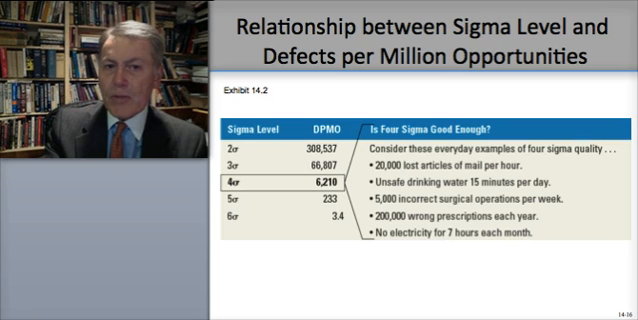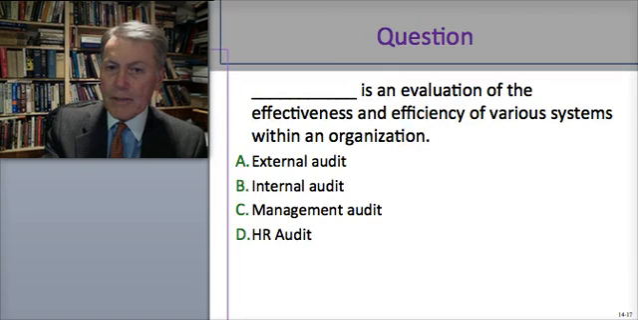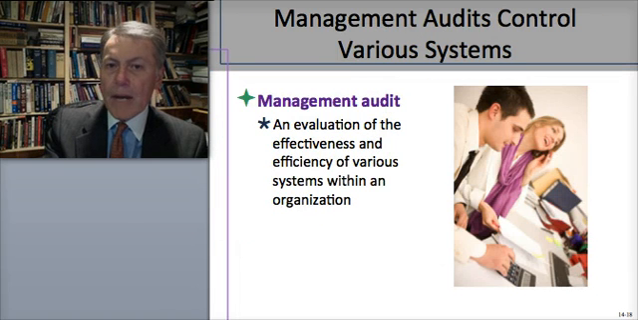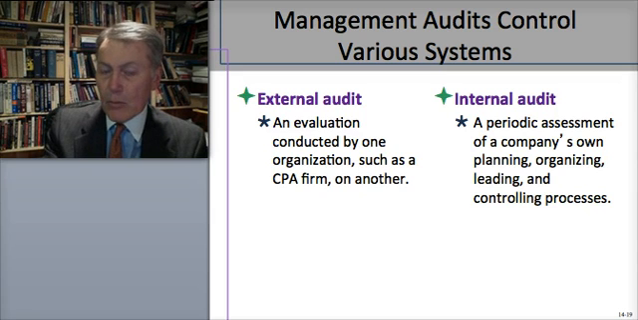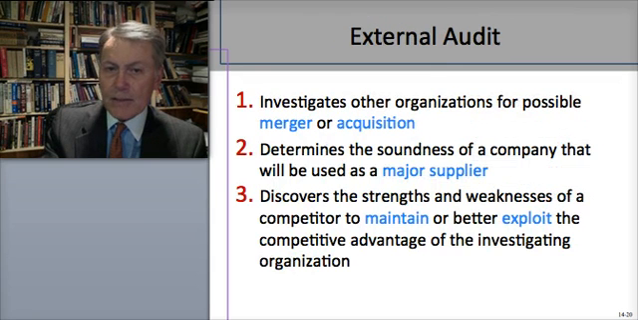In Exhibit 14.2, we see the relationship between Sigma level and defects per million opportunities. Management audits control various systems. A management audit is an evaluation of the effectiveness and efficiency of various systems within an organization. An external audit is an evaluation conducted by one organization, such as a CPA firm or another outside the organization. An internal audit is a periodic assessment of a company's own planning, organizing, leading, and controlling processes.